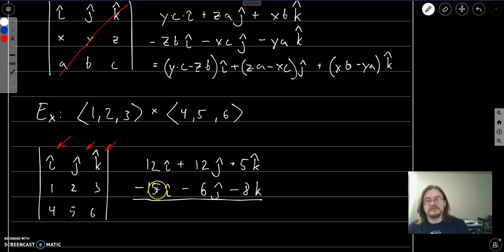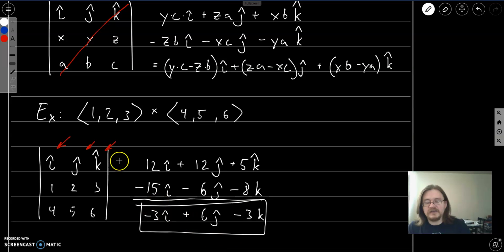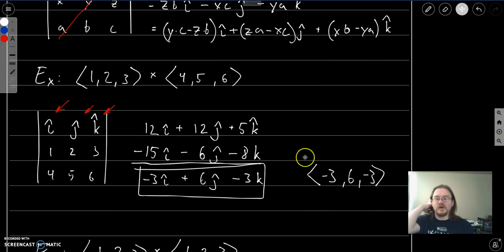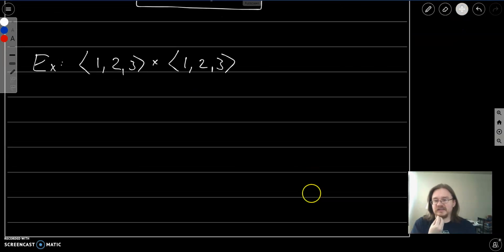12 minus 15 is negative 3. 12 minus 6 is 6. 5 minus 8 is negative 3. Here is my cross product: negative 3i plus 6j minus 3k. And that I can write in this notation as negative 3, 6, negative 3. So, there's your answer. Let's do one more example, and let's make it a silly example.